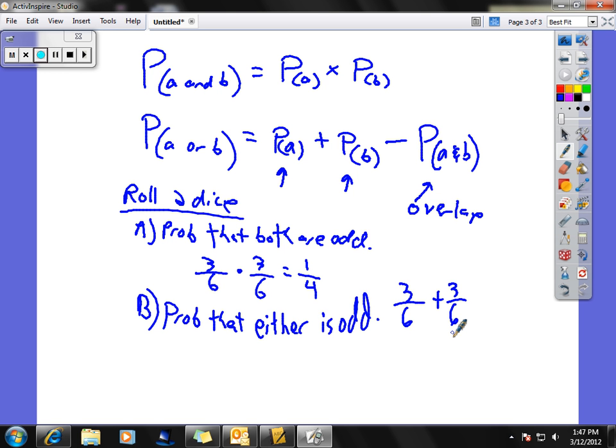Well, it's not always going to happen. And so that's what subtracting the overlap does. We have to subtract the probability of both happening, which we already found out right here. Okay, so we got to subtract that 1/4. So that's going to end up giving us 3/4. Okay.